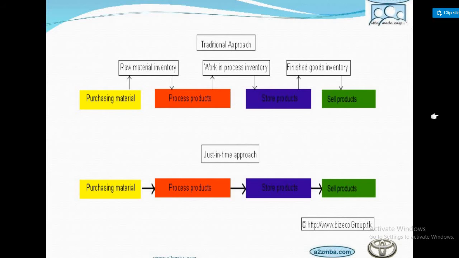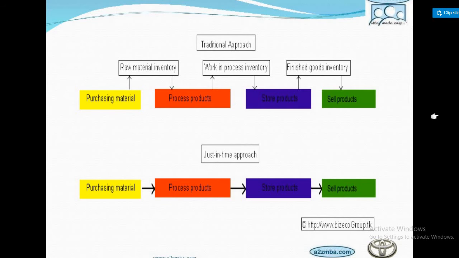Then once a material is purchased, we send it to process product. What is meant by process product? The various kinds of activities or processes that we conduct on raw material are called process activities. Once the processes are finished, the product we obtain, we store in a store department as store product. That store product will finally be given to sell products, where the final product is sold.